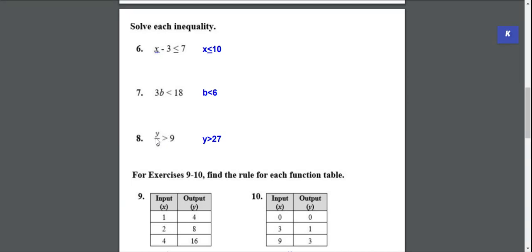This is a division sign. It's a fraction bar, but it's also a division sign. So we're going to undo that with multiplication. Multiply by 3 and multiply by 3. Keep the symbol. We get y is greater than 27. And you say, but I multiplied by 3. Why don't I get 9 over here? Because it's a multiply and a divide. Those end up canceling each other out, and you're left with just the y.